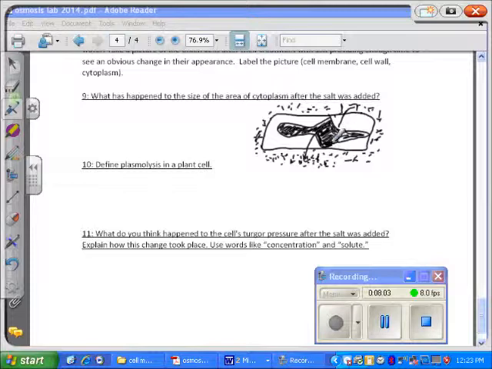So when the cell membrane comes in like this, we call it plasmolysis. So the plasma membrane has lysed or broken away from the cell wall. What do you think happened to the cell's turgor pressure? Well, that means water pressure. So clearly the water is leaving. So the pressure has gone down. And so I want you to explain that to me with words like high concentration and low concentration.